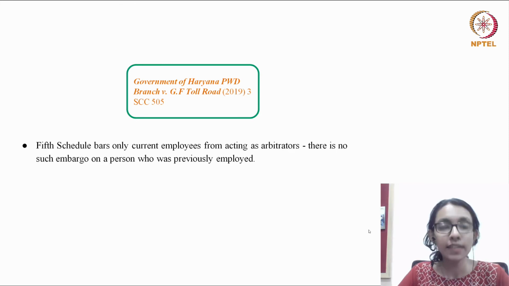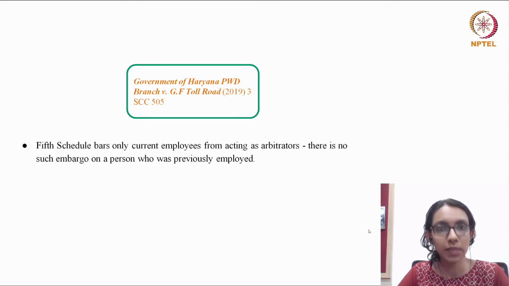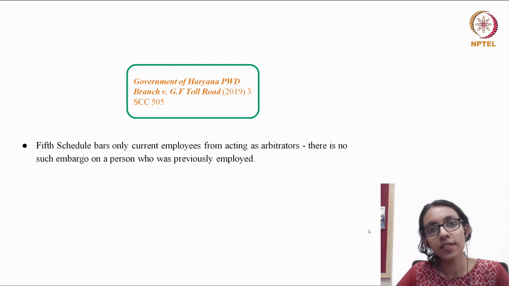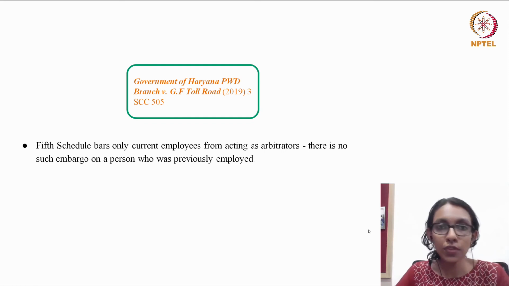In a 2019 decision called Government of Haryana PWD Branch versus GF Toll Road, the Supreme Court extended this principle to the 5th Schedule as well. So the court stated that the 5th Schedule bars only current employees from being employed as arbitrators. It does not prohibit roping in of previous employees, that is retired government servants, as arbitrators.